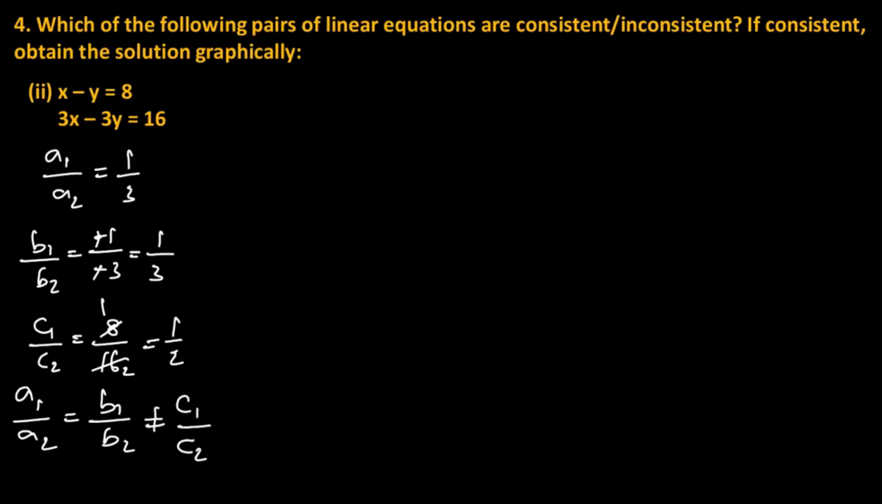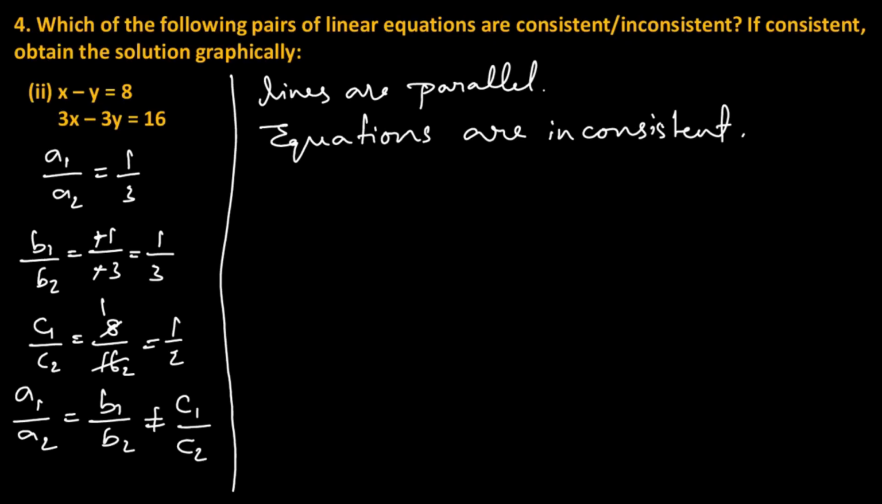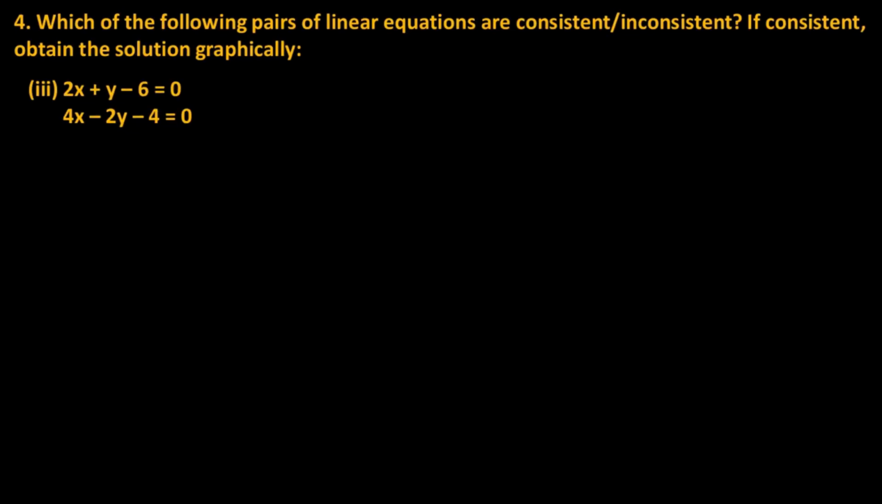Now you can say that the lines are parallel. So the equations don't have any solution. That's why the equations are inconsistent. If there is no solution, we can't draw any graph. So let's go to the next problem. Third one.